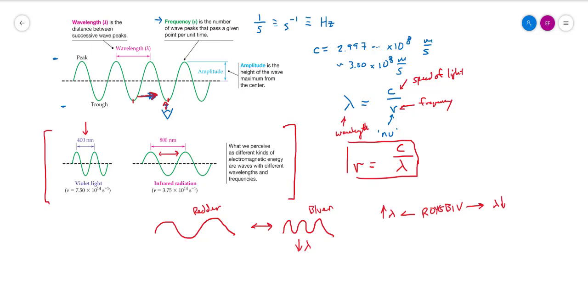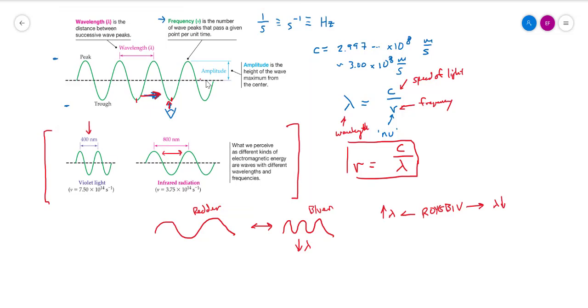It's also important to note that the amplitude, which is denoted here, the height of the wave from the centroid vertically, has nothing to do with the wavelength or the frequency of the light. That's really just the brightness. The brightness of light is the size of the amplitude, but the color, or the frequency or wavelength, is completely dictated by the distance between the peaks and the troughs here.